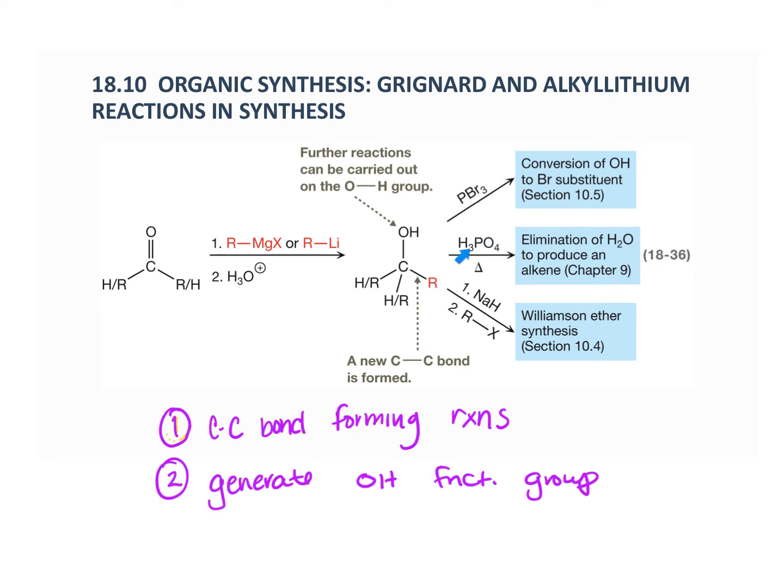You can use phosphoric acid with heat, and this will eliminate this OH through an elimination reaction. Because it'll form H2O and you'll produce an alkene, you can use the sodium hydride reaction and an alkyl halide through a Williamson ether synthesis, right? And make an ether. So this is very versatile. Both of these are very versatile in organic synthesis.